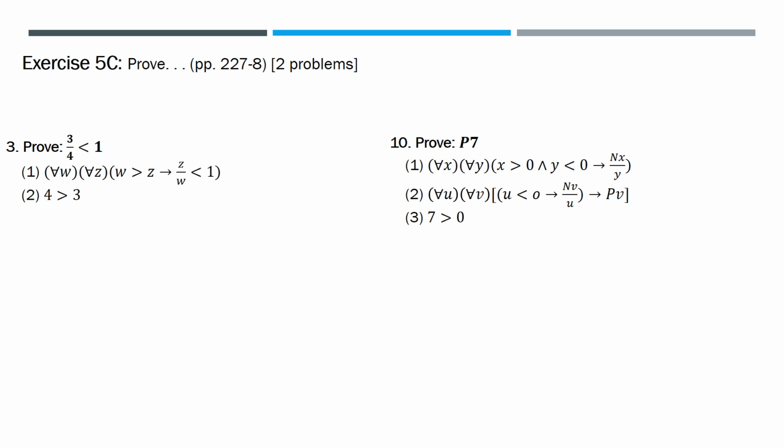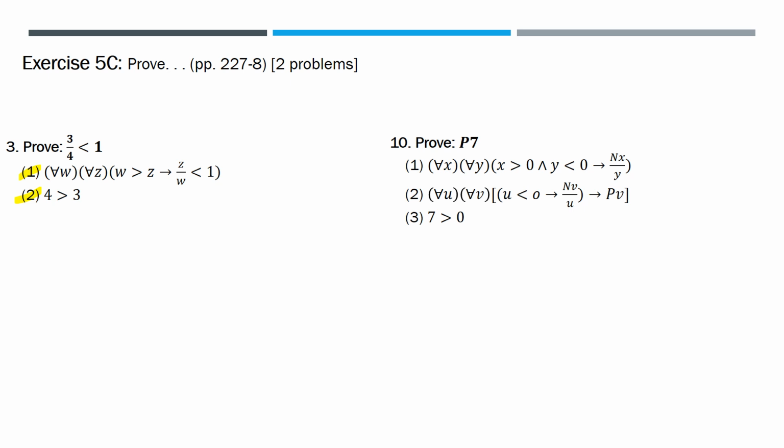Number 3 asks us to prove that 3/4 is less than 1. Well, obviously 3/4 is less than 1. Really the question is, can we prove this just given these 2 premises? It's kind of interesting that we can do that. Just consider all the basic proofs in high school geometry, in Euclidean geometry. It's really interesting how various statements can be used to prove other statements.